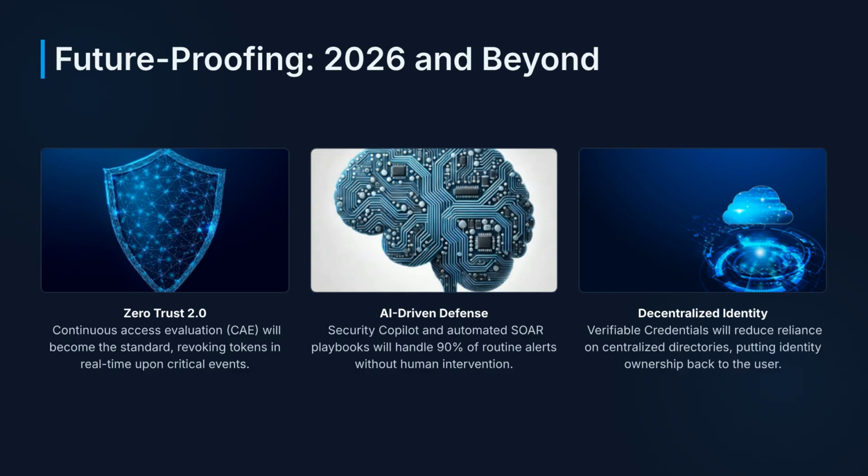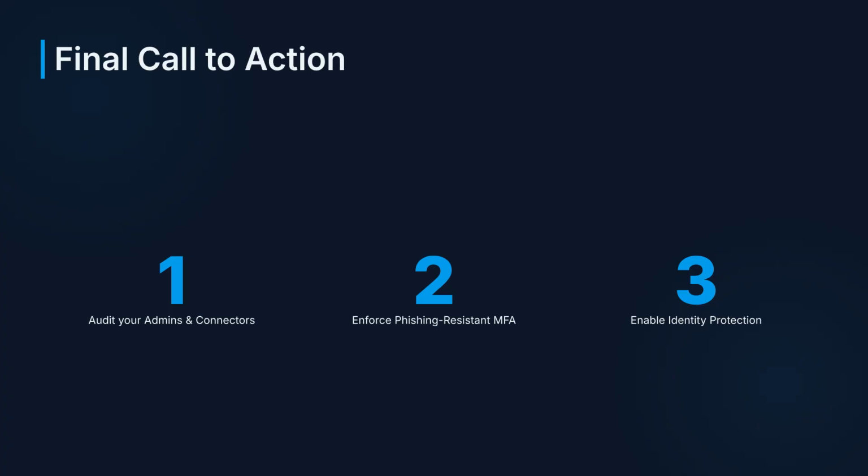Looking ahead, Zero Trust 2.0 will introduce continuous access evaluation. AI-driven defense via Security Copilot will automate 90% of routine alerts. Decentralized identity will shift ownership back to the user with verifiable credentials. In summary, our final call to action is threefold. Audit your admins and connectors, enforce phishing-resistant MFA, and enable identity protection.